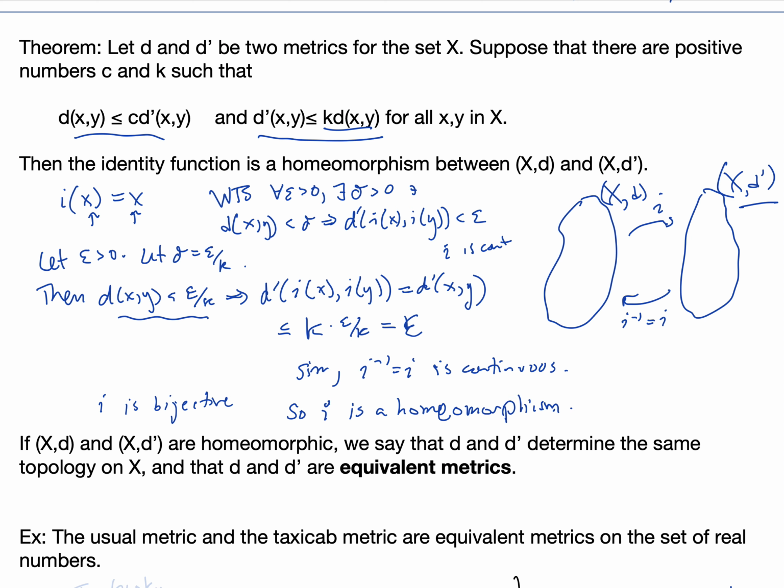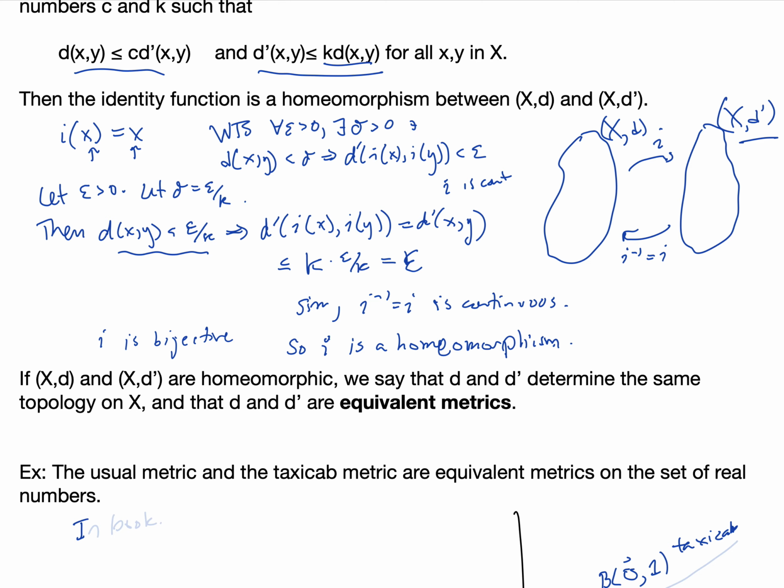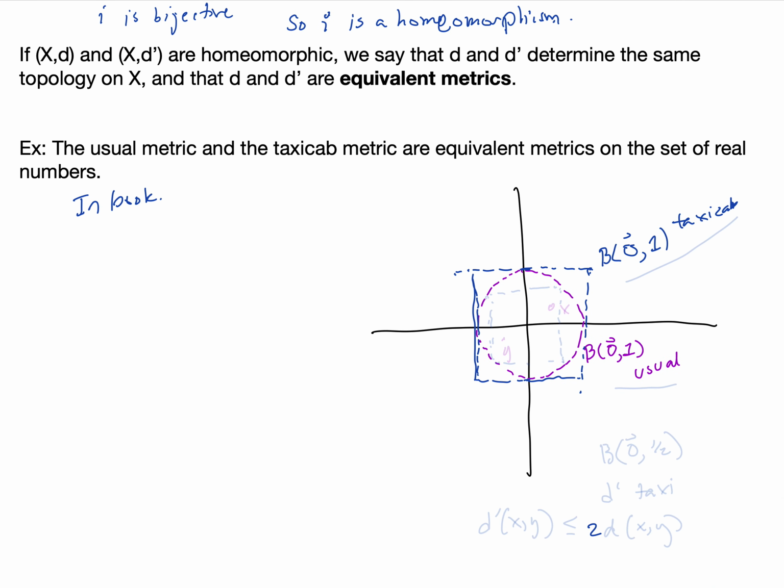If x with the metric d and x with the metric d prime are homeomorphic, then we say that d and d prime determine the same topology on x, or that they are equivalent metrics. As an example, I'd like you to take a look in our book at the end of this section: the usual metric and the taxicab metric are equivalent metrics on the set of real numbers. We saw above that the discrete metric is not equivalent to the usual metric on the real numbers, but this is telling us that the taxicab metric and the usual are.